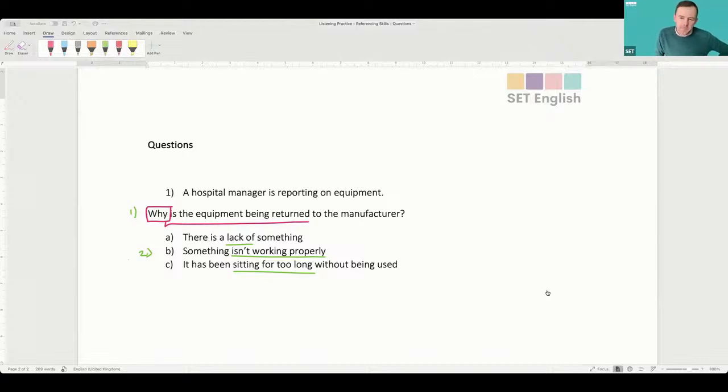The new MRI that we had delivered in July has been a bit disappointing.